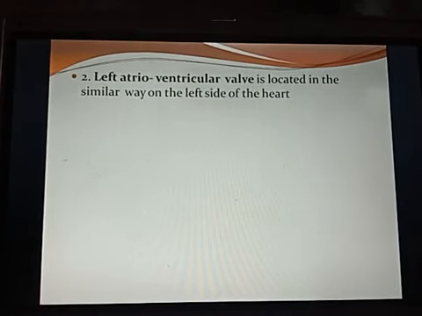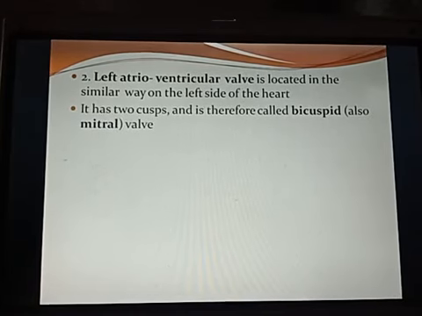The left atrioventricular valve is located in a similar way on the left side of the heart. It has two cusps, or two flaps, and therefore it is termed bicuspid. The other name for the bicuspid valve is the mitral valve. You need to keep this in mind. It is present between the left atrium and left ventricle.